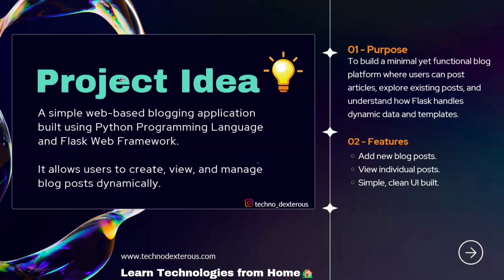The idea of the project is a simple web-based blogging application built using the Python programming language and the Flask web framework. It allows users to create, view, and manage blog posts dynamically. The main purpose of this project is to build a minimal and functional blog platform where users can post articles, explore existing posts, view a post, and understand how Flask handles dynamic data and templates. Features of this project: you can add a new blog post, and you can view an individual post. It has a simple and clean UI structure.